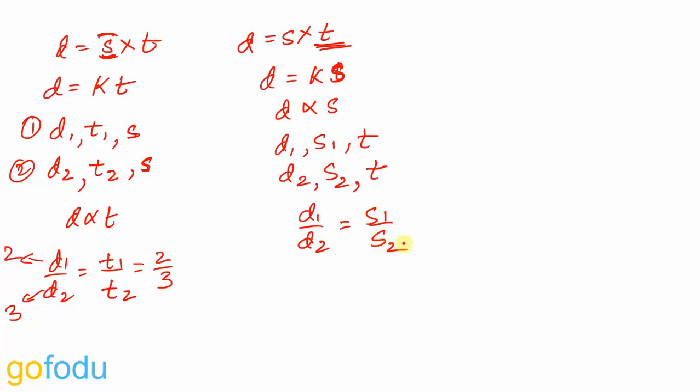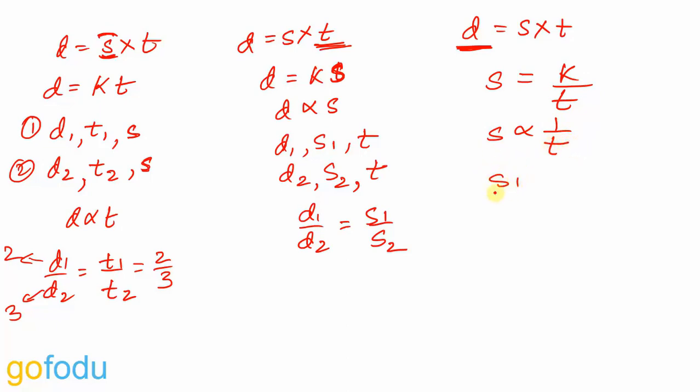Third case is when distance is constant. We have distance as constant. That means speed will be equal to constant upon time. Speed is inversely proportional to time. That means s1 upon s2 will be equal to t2 upon t1.